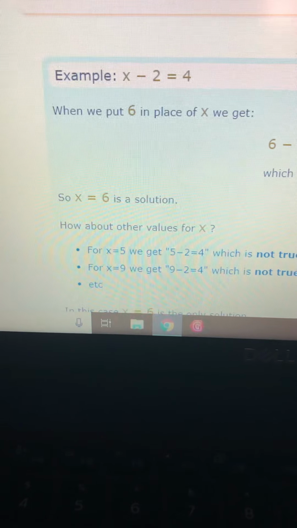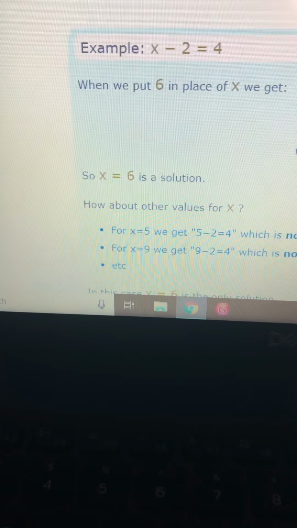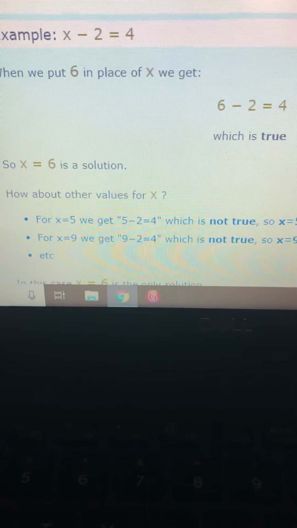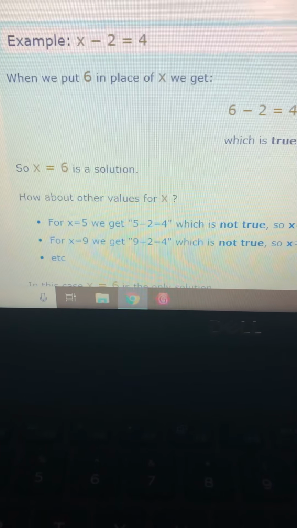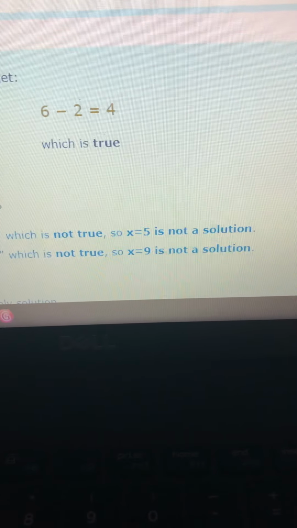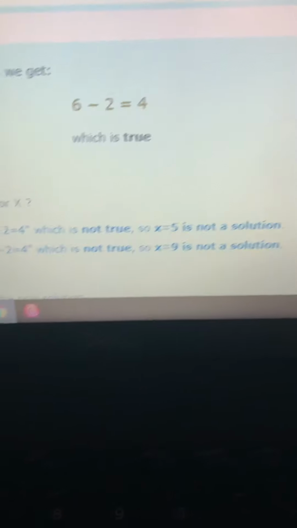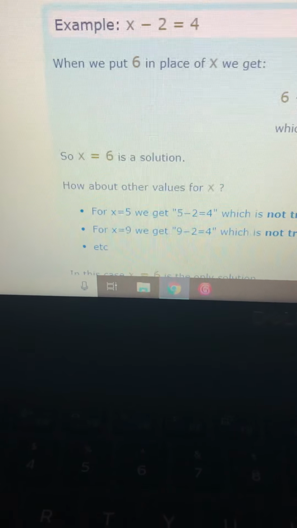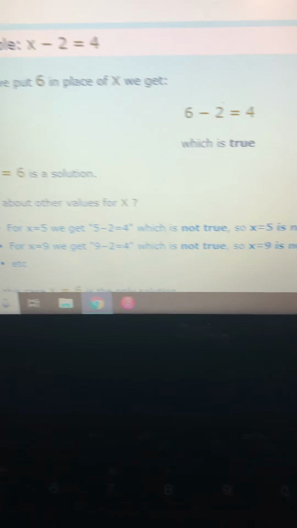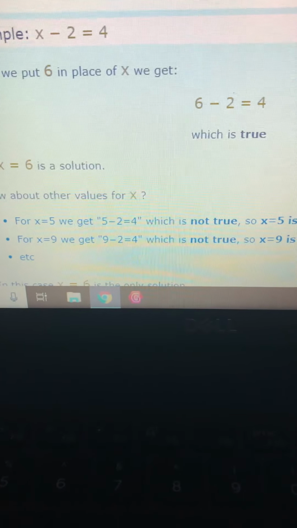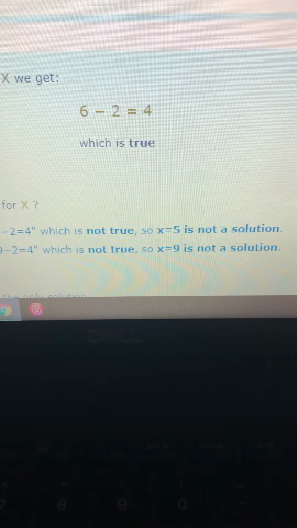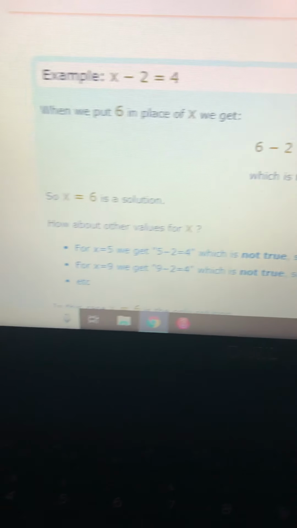How about other values for x? For x equals 5, we get 5 minus 2 equals 4. Well, we know that's not true. 5 minus 2 actually equals 3. Because of that, it makes the statement not true, and x equals 5 is not a solution. They did the same with the number 9. 9 minus 2 equals 4? We know 9 minus 2 is 7, which is obviously not equal to 4. So that makes the equation not true, and x equals 9 is not a solution.